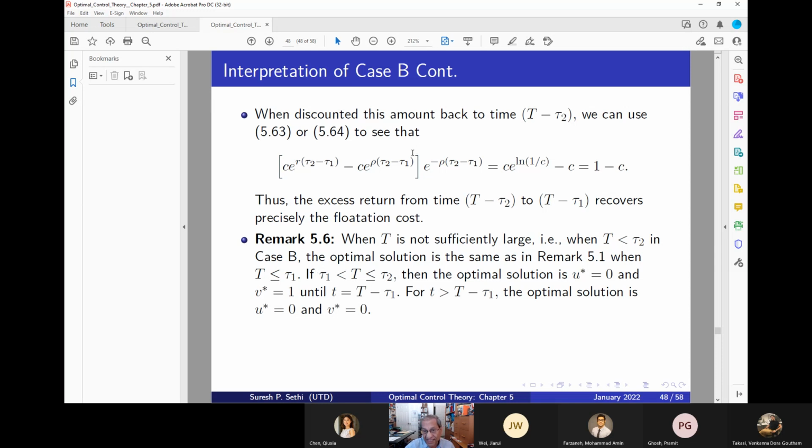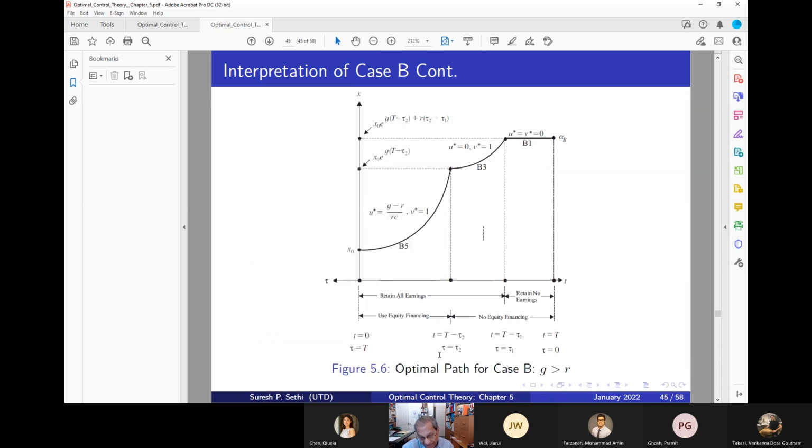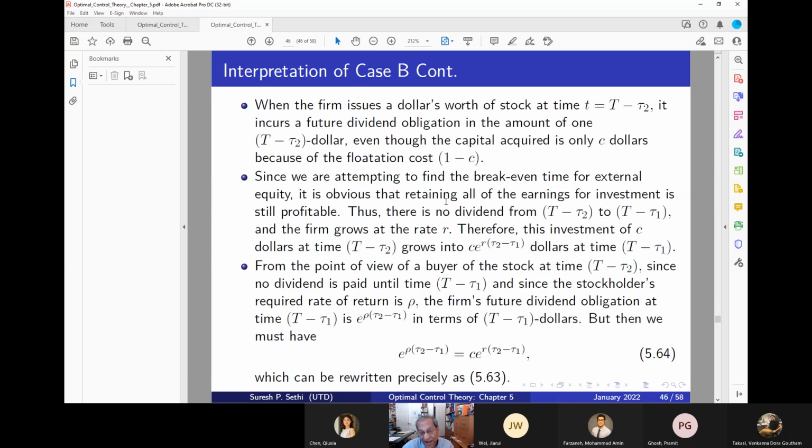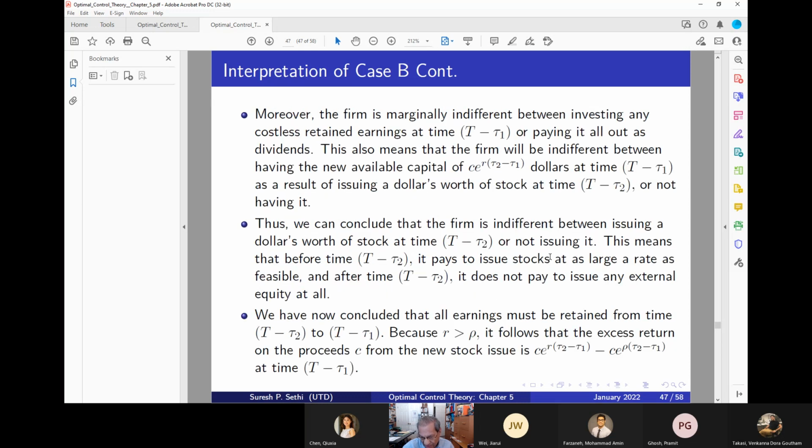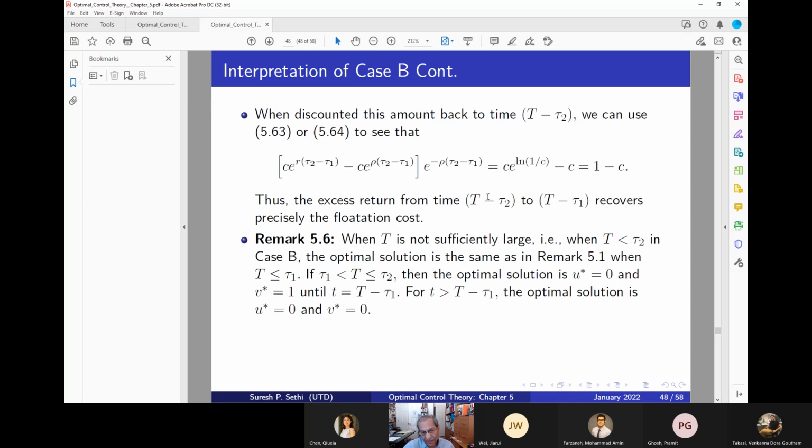So another way to look at it is that if you equate that excess return to 1 minus C, you'll also get the same formula. So we have actually provided 2 or 3 ways to find this meaning. One equation also gives you tau 2. Another equation is this one, which gives you tau 2. And there was another equation somewhere which also gives you tau 2. So we now have the meanings of the value.